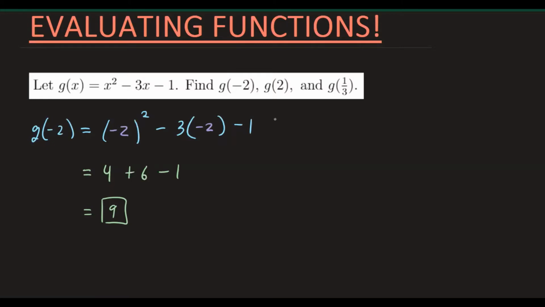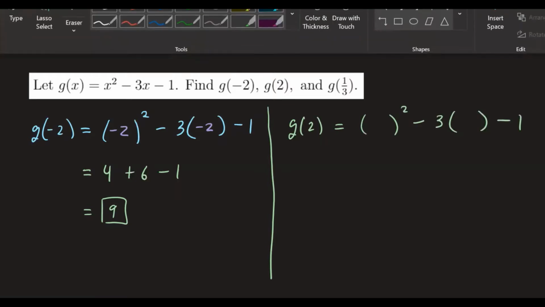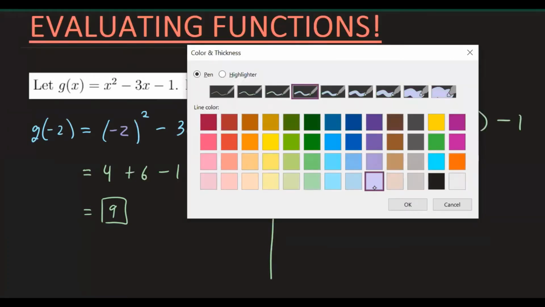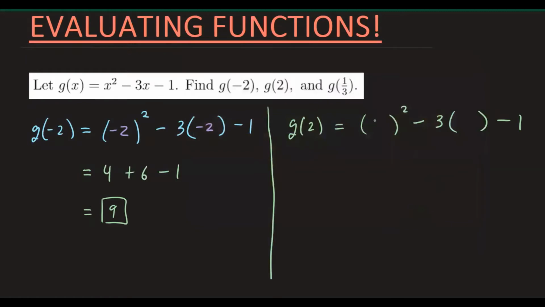Let's take a look at the next one. We want to evaluate g of 2. So the idea is the same. We're going to rewrite x just using parentheses and leaving it blank. So we have x squared minus 3 times x minus 1. And then now I'm going to replace the blank with the new input, which is 2 in this case. So we have 2 squared minus 3 times 2 minus 1.